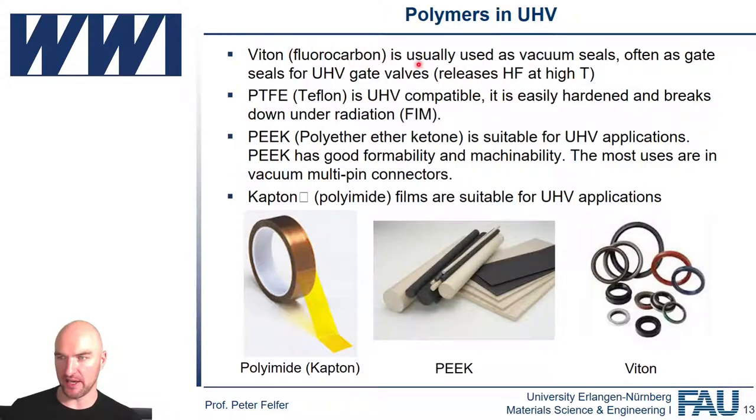Viton is usually our KF seal. So if you've got pre-vacuum and so on and so forth, it's this fluorocarbon. Also our UHV gate valves use those as seals. The only downside of them is that at high temperature they will release some HF, hydrofluoric acid. It's obviously not particularly good.